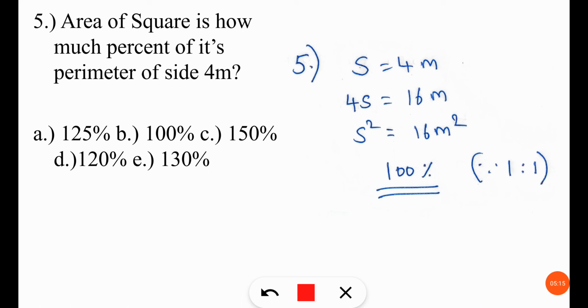Area of a square is how much percent of its perimeter, if the side is 4 meters? So for the square, side s is given as 4 meters, perimeter is 4s which is 16 meters, and the area formula is s square which is 16 meters square. So perimeter is 16 meters as well as the area is 16 meters square. 1:1 equals 100%. Therefore option B is the correct answer.